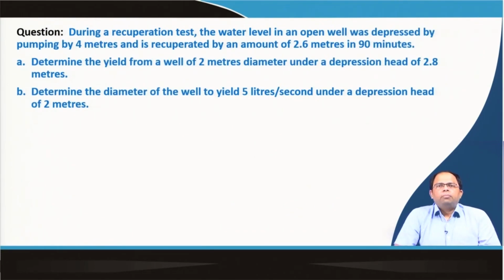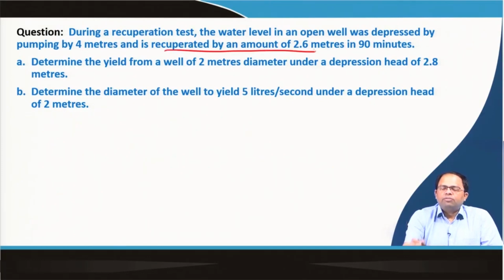So, let us see one problem. During a recuperating test, the water level in an open well was depressed by pumping by 4 meters and is recuperated by an amount of 2.6 meters in 90 minutes. So, after 90 minutes, it was recuperated by 2.6 meters. Once the pumping was stopped, it was 4 meters below, and after 90 minutes it has gone higher by 2.6 meters. So, the depression head is 4 minus 2.6 meters.